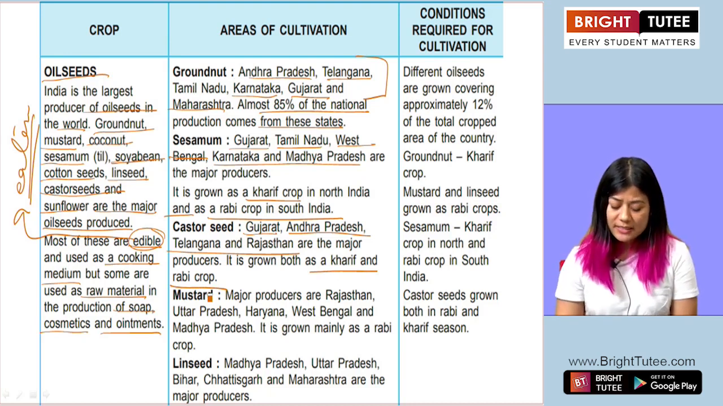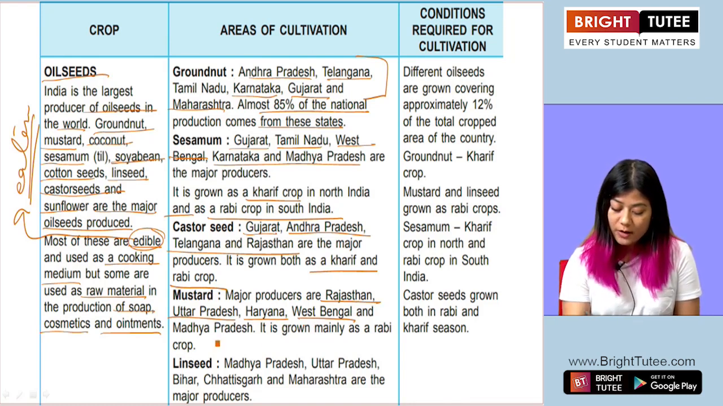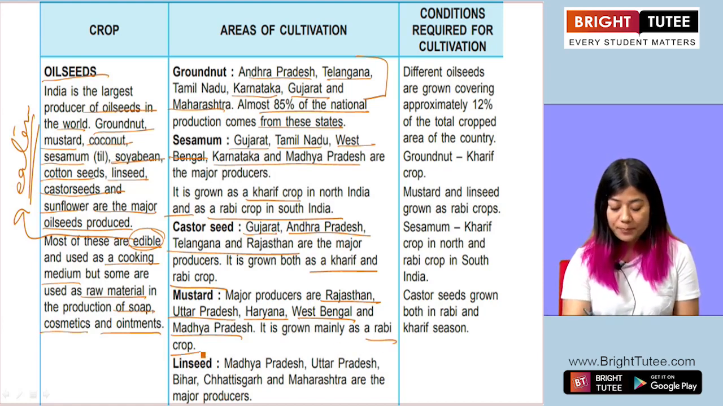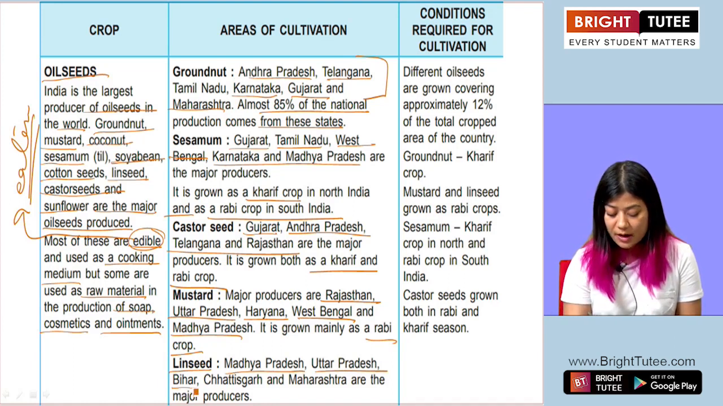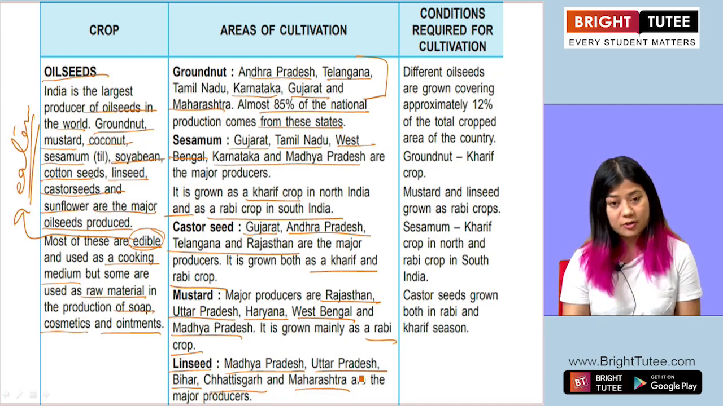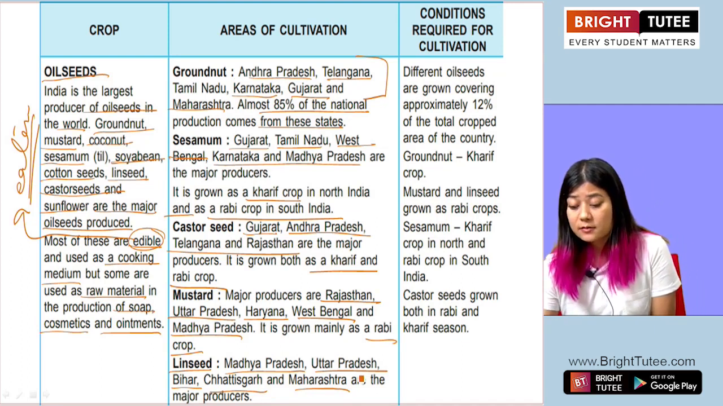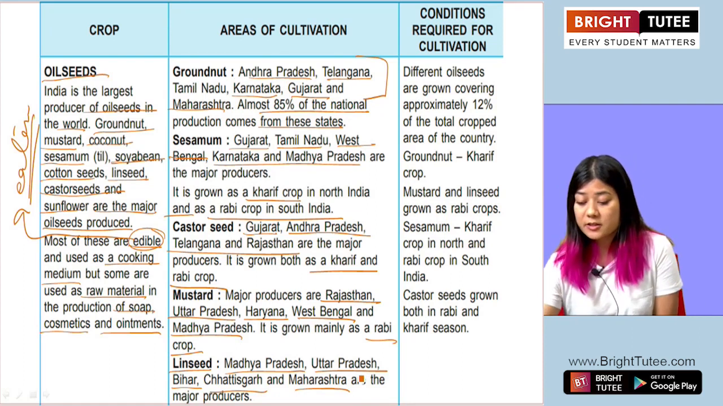The mustard seeds are produced or cultivated in Rajasthan, Uttar Pradesh, Haryana, West Bengal and Madhya Pradesh. It's mainly grown as rabi crop. The last one is linseed. It is grown in Madhya Pradesh, Uttar Pradesh, Bihar, Chhattisgarh and Maharashtra. Now let's look at the conditions required for the oil seeds cultivation.